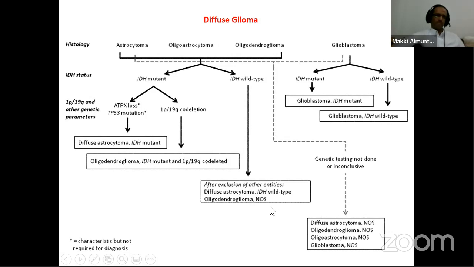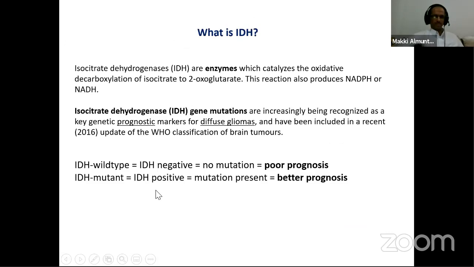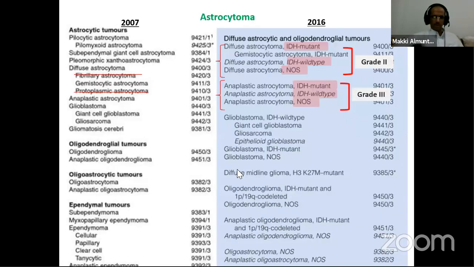Further classification of oligodendroglioma using 1p19q codeletion gives you oligodendroglioma, IDH mutant, 1p19q codeleted. What is IDH? As I mentioned, it's an enzyme called isocitrate dehydrogenase, and it's a prognostic marker. The wild type has poor prognosis compared to the mutant. Mutant means positive.